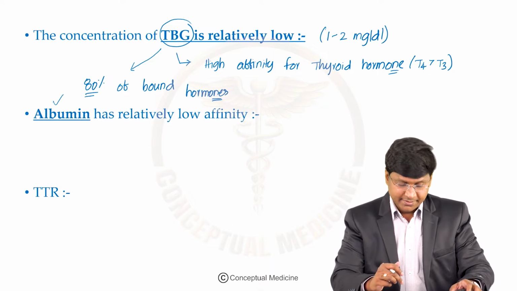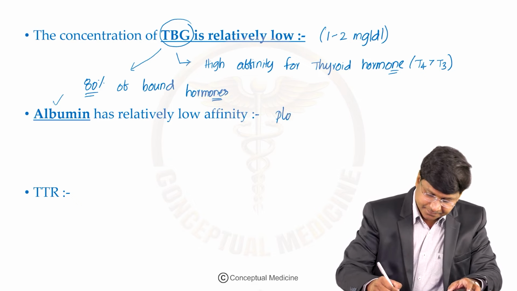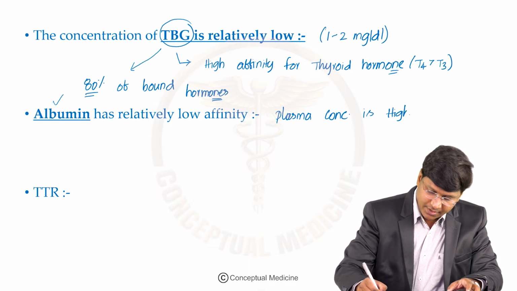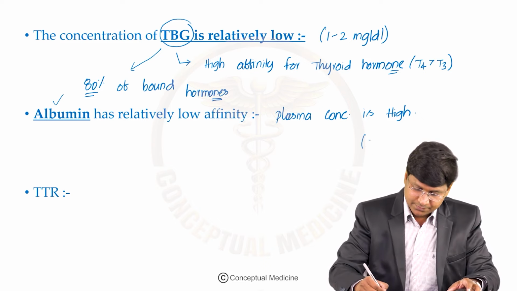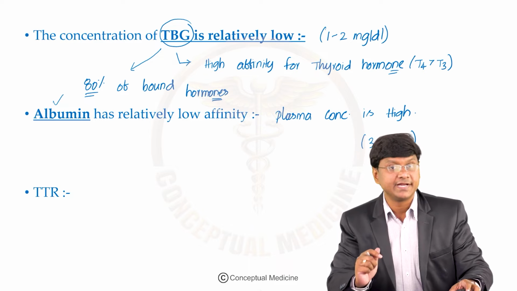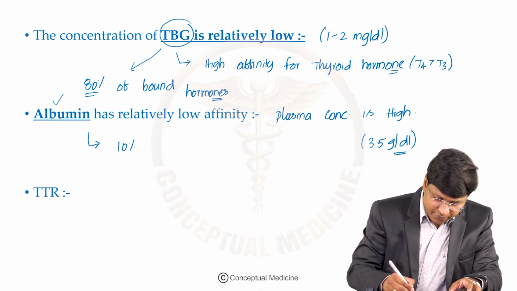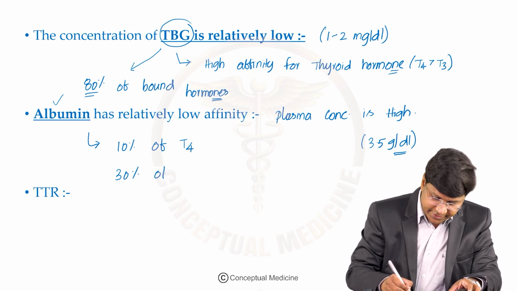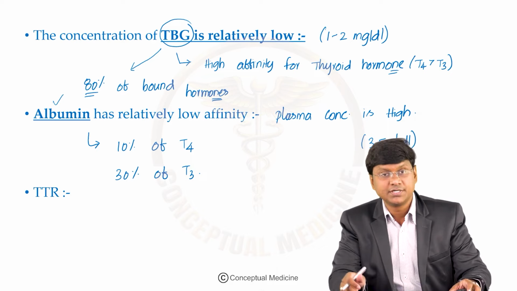Then you take albumin. Albumin has relatively low affinity for thyroid hormone, but the plasma concentration is high. How much is the plasma concentration of albumin? That is around 3.5 grams per deciliter. And this albumin binds up to 10% of T4 and up to 30% of T3. That is about the albumin.